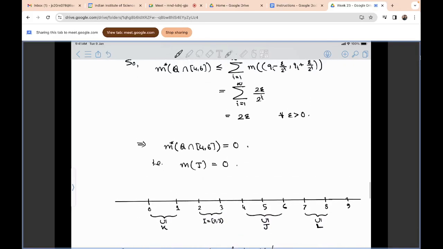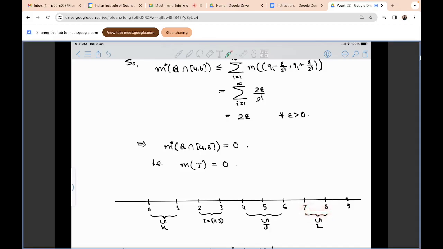So let's see where these three sets lie on the real line. First, on the real line I am writing 0 to 9. The Cantor set K is a subset of [0, 1] by construction, so the Cantor set lies here. I is the interval [2, 3), so I lies here. J is the rationals in (4, 6), so J is a subset of this set. And what is L? L is the translate of K by 7, so L lies here.